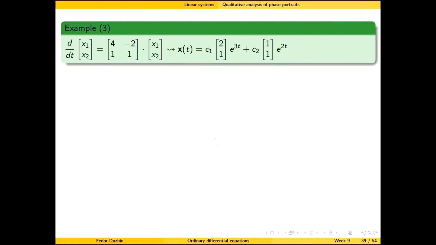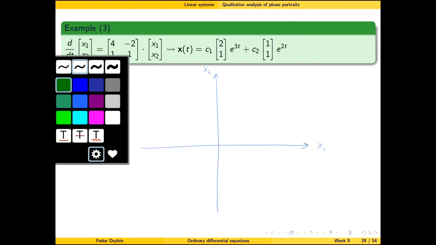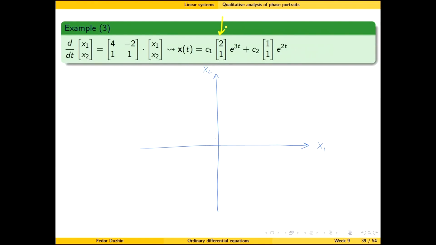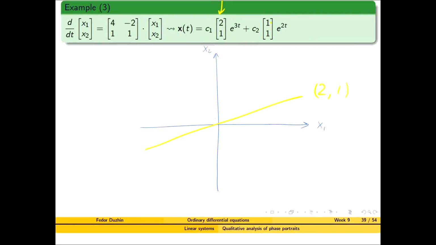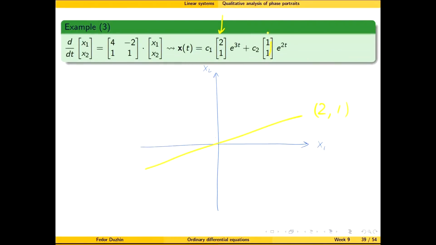Now here is the third example. That's something new. We haven't seen it before. Still, let's plot it. So that's the axes. Again, there are two eigenvectors and two eigenvalues. The first of them is (2, 1). So (2, 1) is something like this. And the second is (1, 1). The (1, 1) is like this.